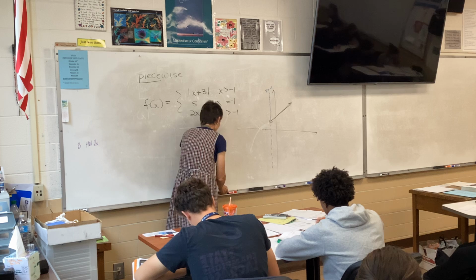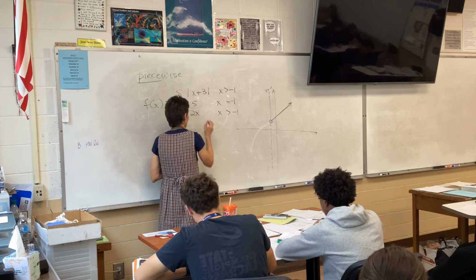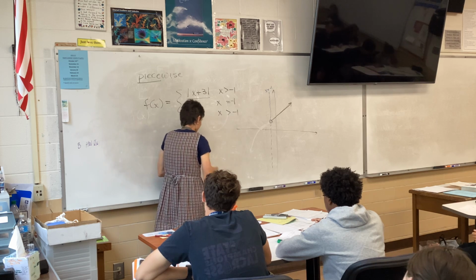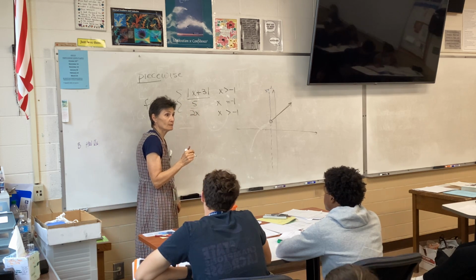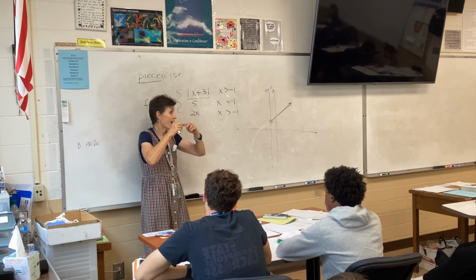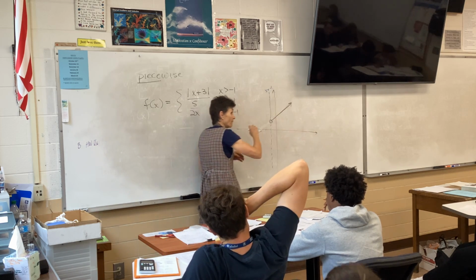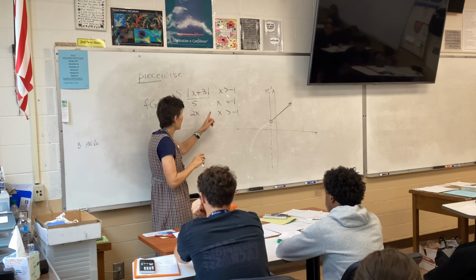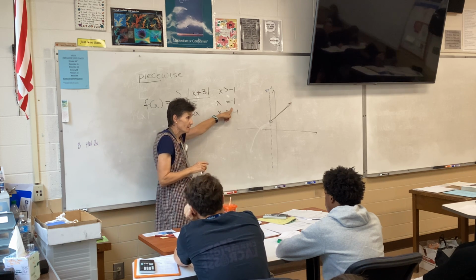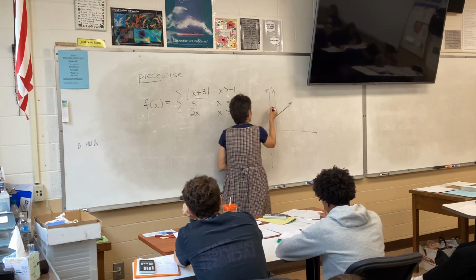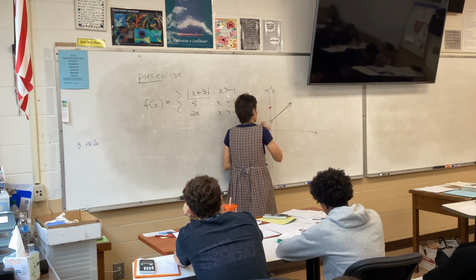Now, what does this part say? This is my black part. What does this part say? Y equals 5. Now, y equals 5 is a horizontal line across here. But I don't want the line at all. I only want the point -1, 5. So, solid dot, -1, 5.